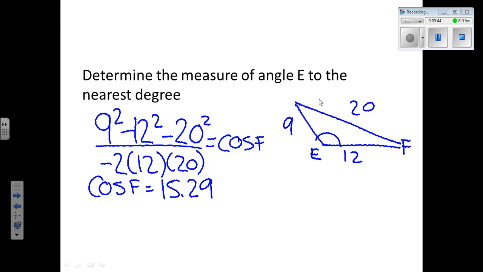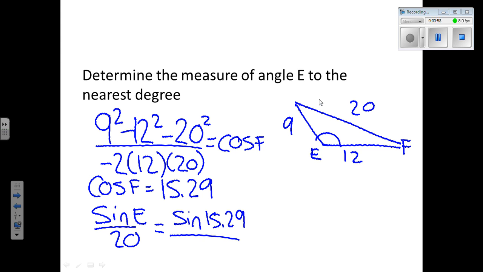So now I know what angle F is, I can use sine law to solve for angle E. Ooh, but I get the answer 35.87. So, what do you think I should do? Because I know all my steps are right. So now we're going to have to use a trig ratio and figure out what the supplementary angle is.